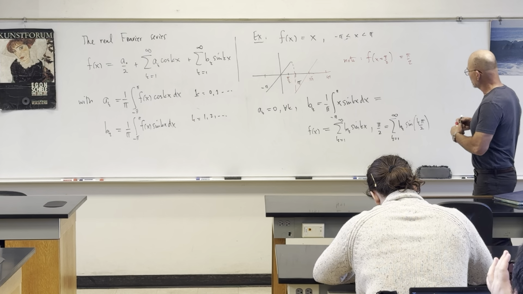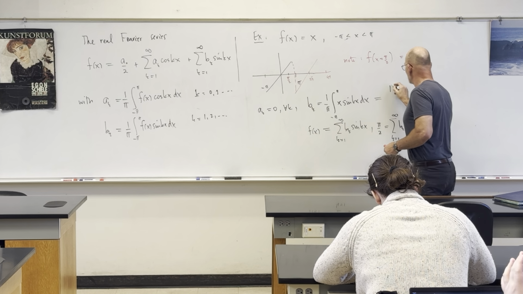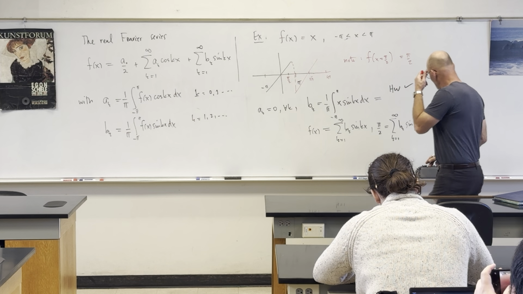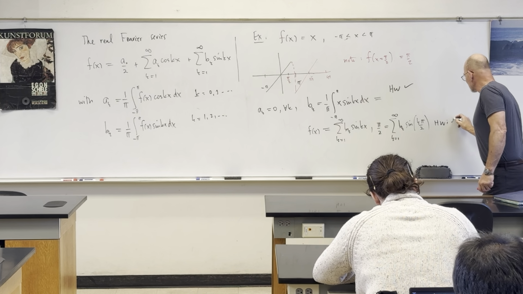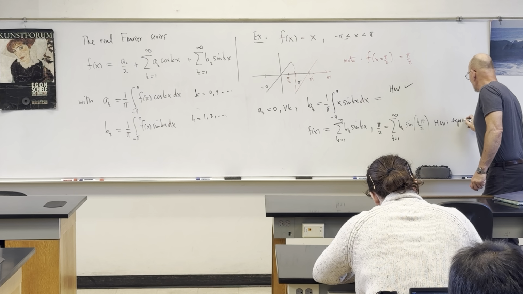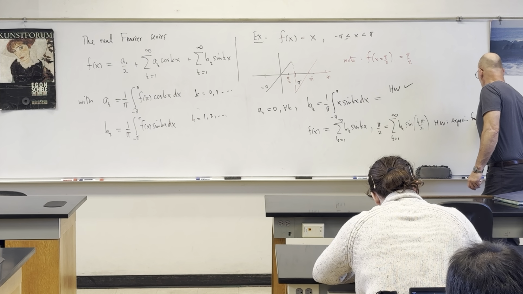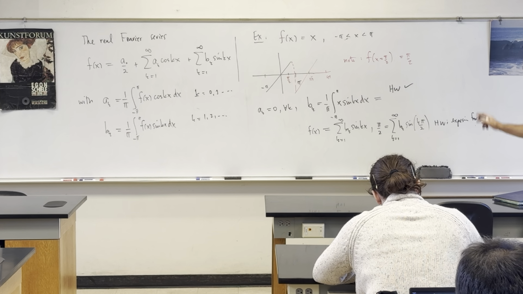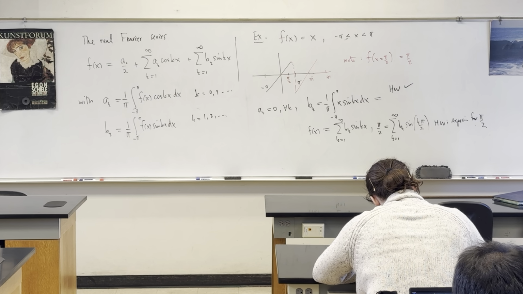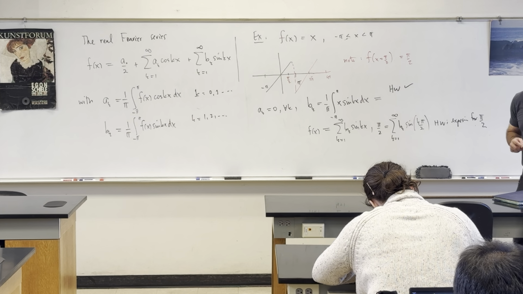So homework: I want you to find all these b sub k's, and then this homework here, the expression for pi over 2. That's kind of an alternating infinite series of some type. You'll see when we get there. Okay.